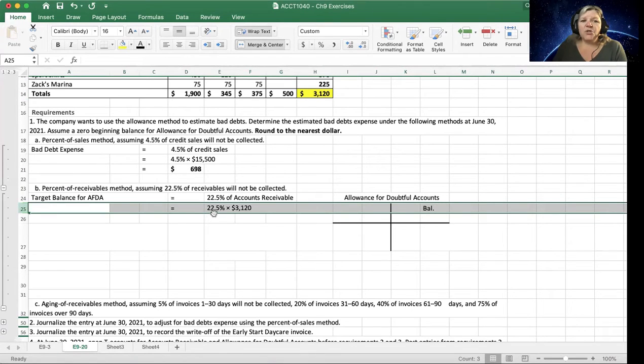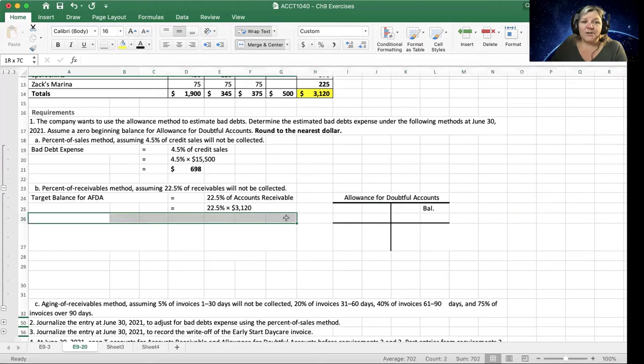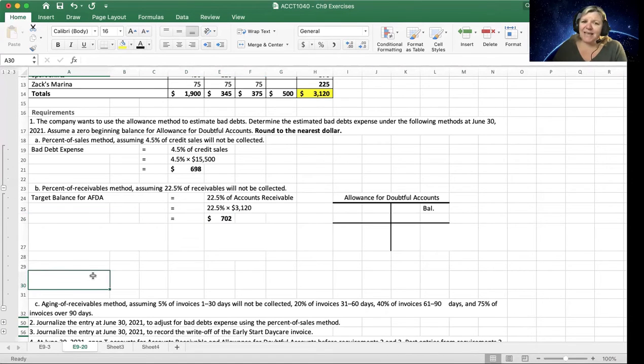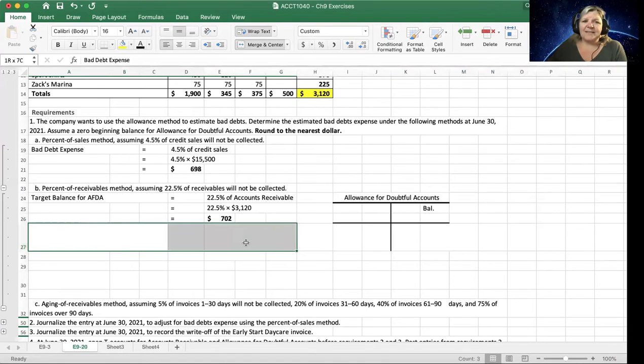So 22.5% of 3,120 gives us the target balance for AFDA. So it doesn't give us our bad debt expense yet. It just gives us that target balance that we want in that account at the end of the period.